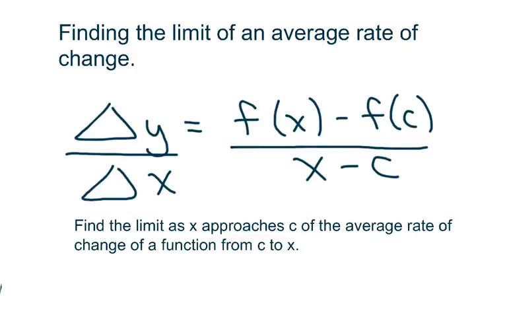We're going to be finding the limit of an average rate of change. Here is your formula. It's basically a slope formula, like y sub 2 minus y sub 1 over x sub 2 minus x sub 1, and we're going to find the limit. It's read as: find the limit as x approaches c, some constant, of the average rate of change of a function from c to x. You should have done a little bit of this already in pre-calculus. And we're going to get started with some problems.